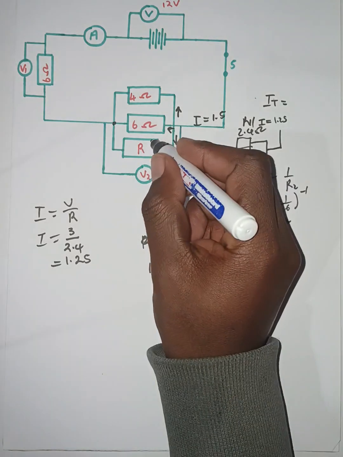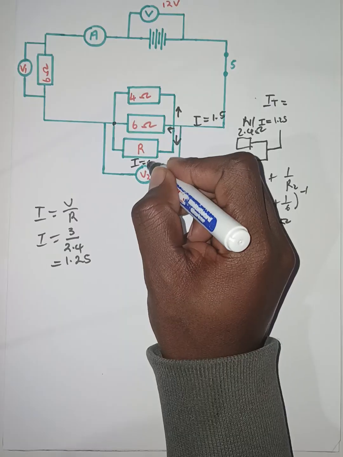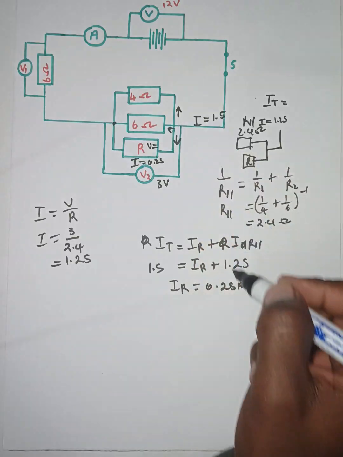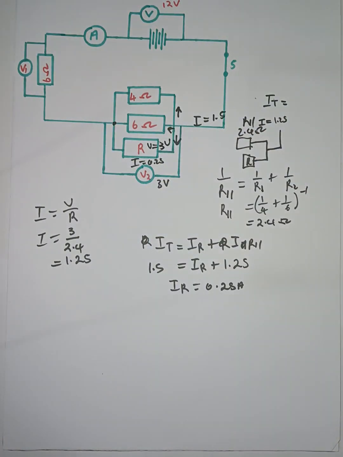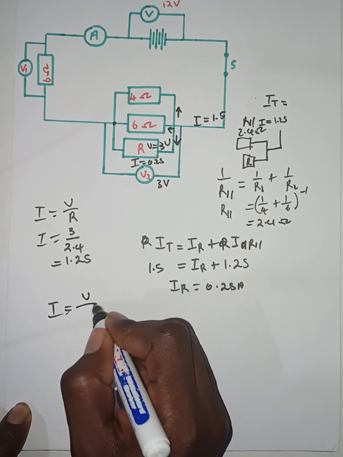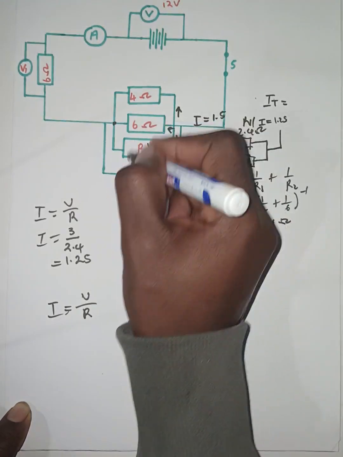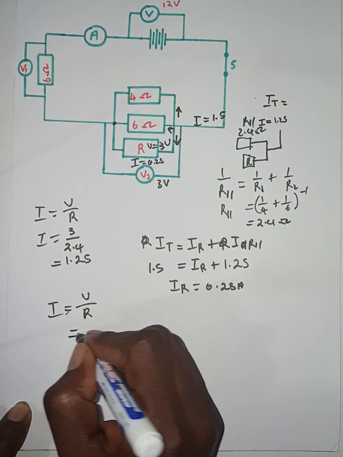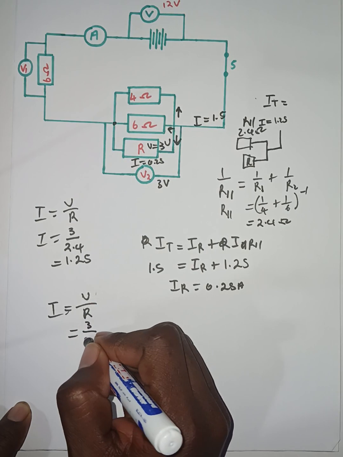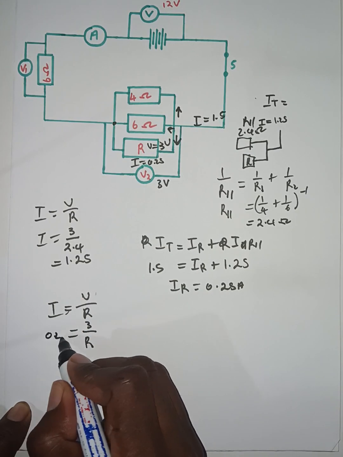So what do I have across that unknown resistor there? I know the current to be 0.25, and I also know that V in this case is 3 volts. So I'm going to use Ohm's law: I is equal to V divided by R. I'm going to use the voltage across that unknown resistor, which is 3, but R in this case is what we are looking for. And the current, we found that to be 0.25.